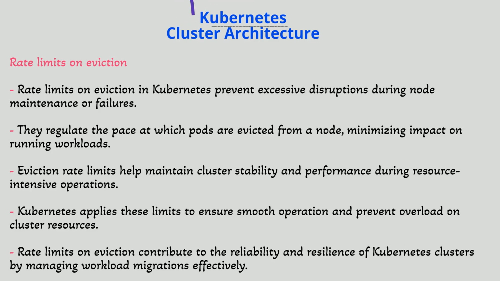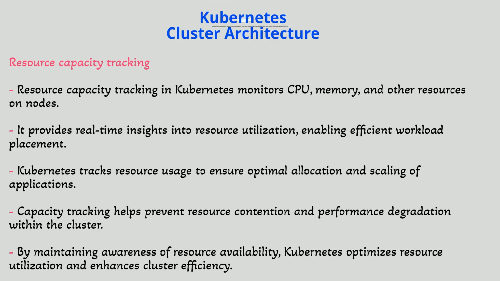Resource capacity tracking. Resource capacity tracking in Kubernetes monitors CPU, memory, and other resources on nodes. It provides real-time insights into resource utilization, enabling efficient workload placement. Kubernetes tracks resource usage to ensure optimal allocation and scaling of applications. Capacity tracking helps prevent resource contention and performance degradation within the cluster. By maintaining awareness of resource availability, Kubernetes optimizes resource utilization and enhances cluster efficiency.